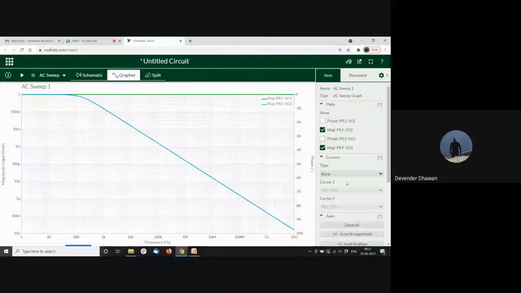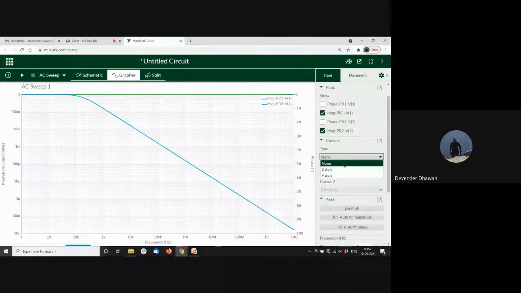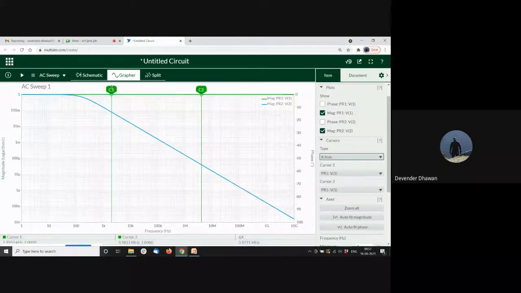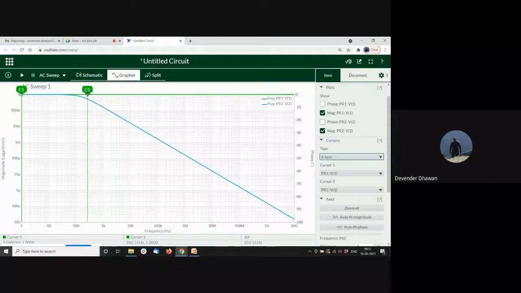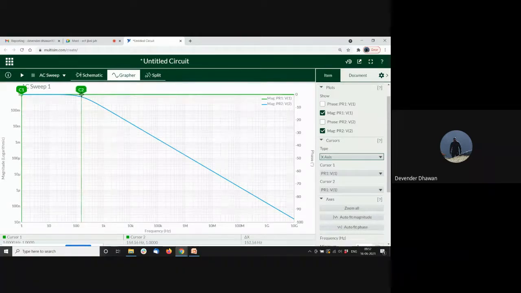So what you're saying is you want to measure our bandwidth here. Starting is our 0, and we know our cutoff is where 159. You just have to place it. So here you can see that 153 is your delta x, which is your bandwidth for this circuit.